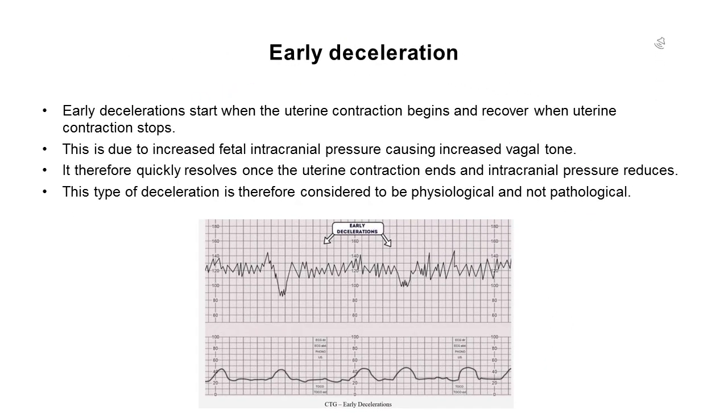Early deceleration. Early decelerations start when the uterine contraction begins and recover when uterine contraction stops. This is due to increased fetal intracranial pressure causing increased vagal tone. It therefore quickly resolves once the uterine contraction ends and intracranial pressure reduces. This type of deceleration is therefore considered to be physiological and not pathological.